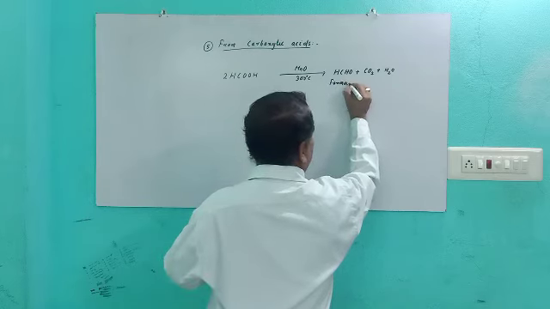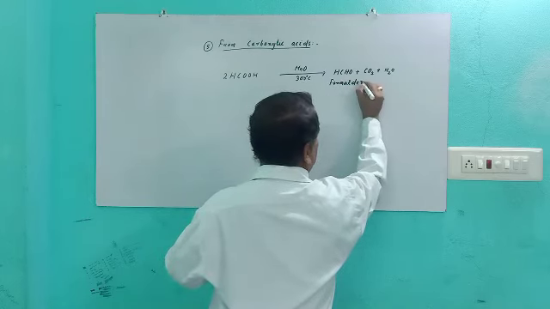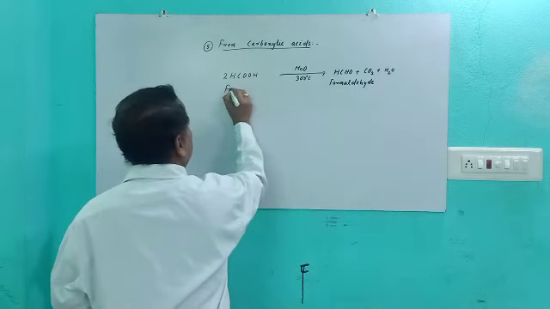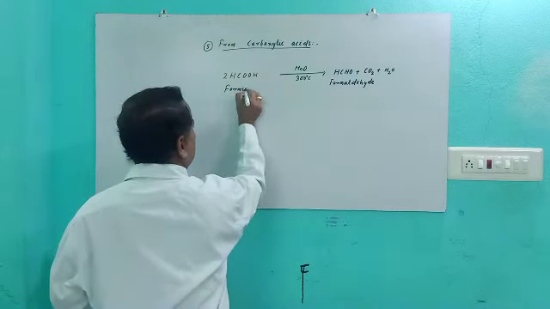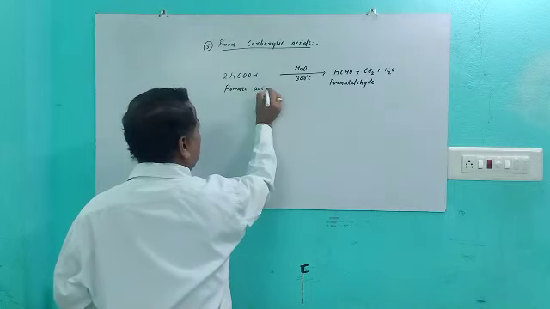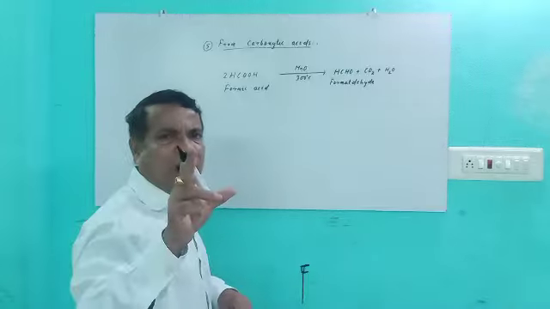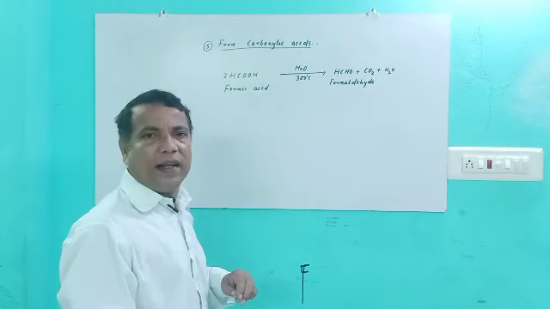This is formaldehyde, and this is formic acid. So when formic acid is passed over manganese oxide at 300 degrees centigrade, formaldehyde is formed.